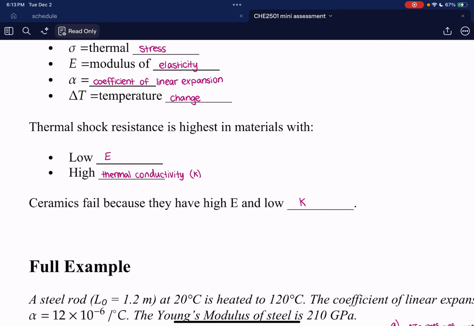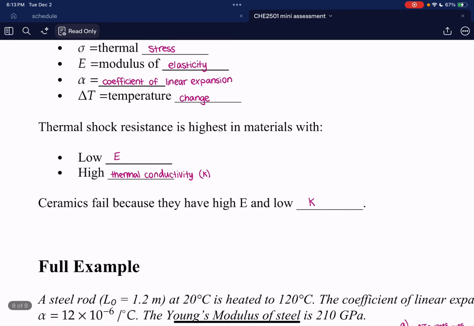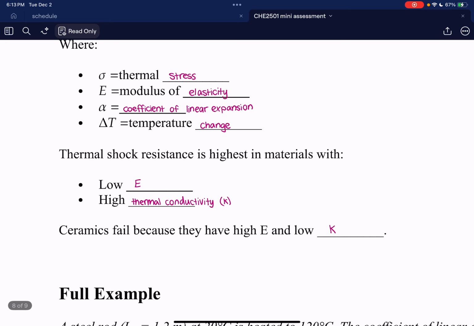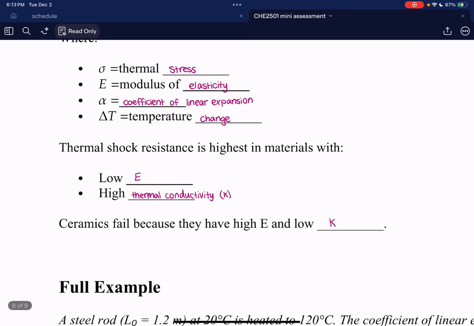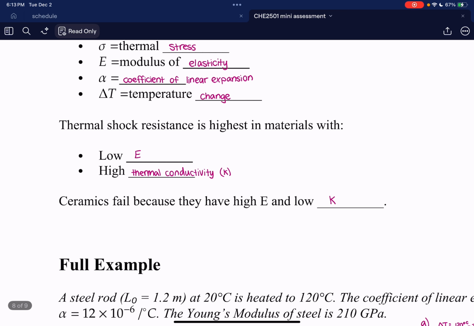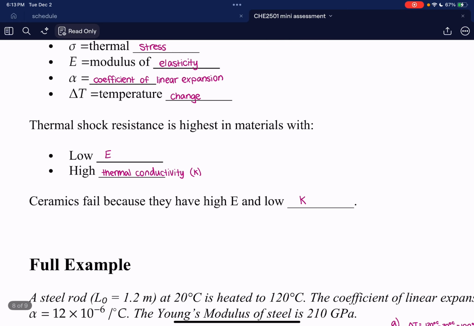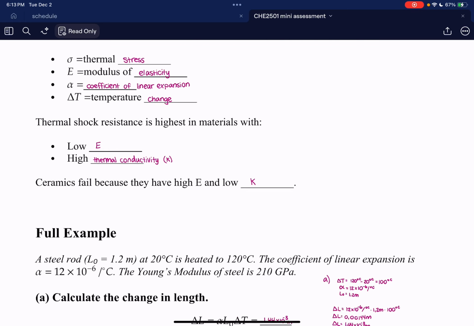Thermal shock resistance is highest in materials with low modulus of elasticity but high thermal conductivity. So ceramics fail because they have high modulus of elasticity and low thermal conductivity.